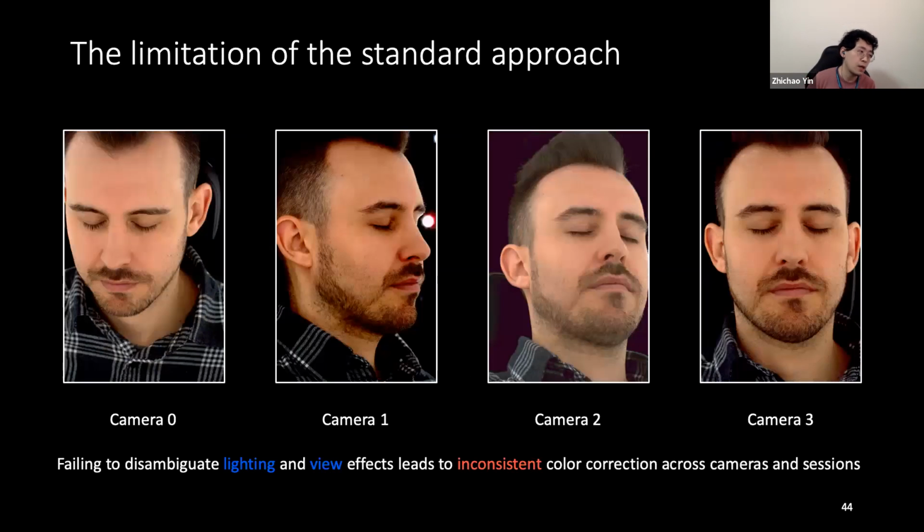And of course, there are some limitations of the standard approach, since we have some very simple assumptions which may not hold. So what's the cost? We can see after color correction, the colors from different cameras look not quite consistent. It fails to disambiguate the lighting and the view effects during the color correction process. And that's why we can see the inconsistent color correction here.